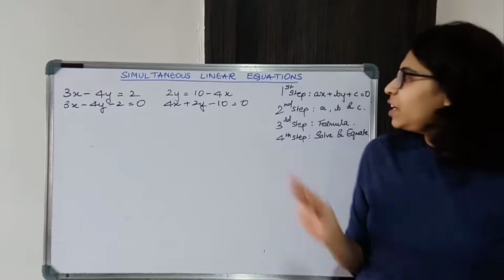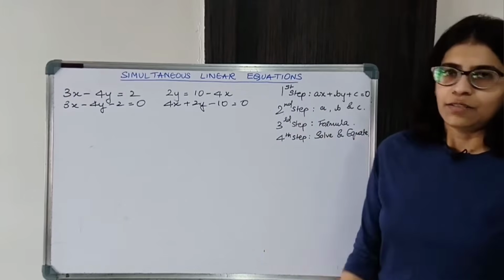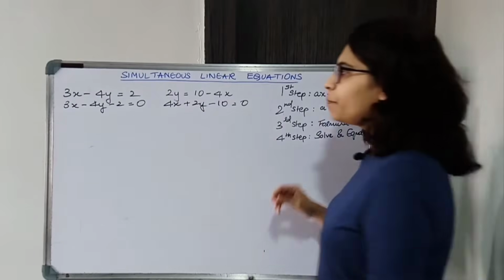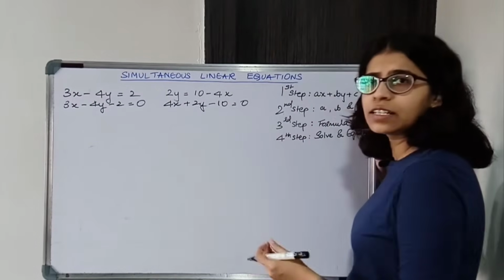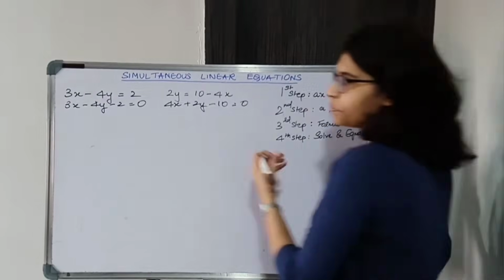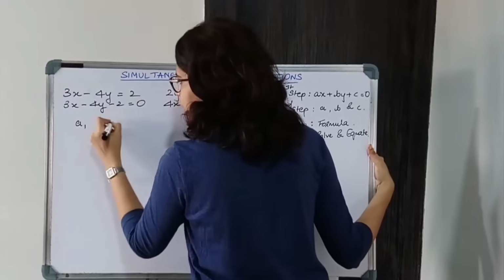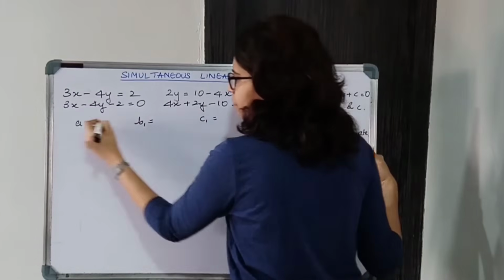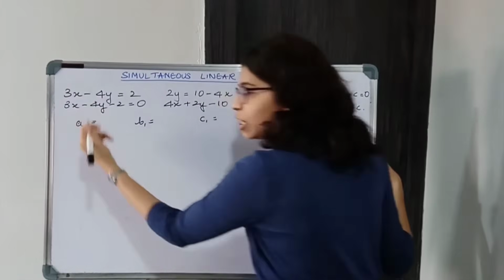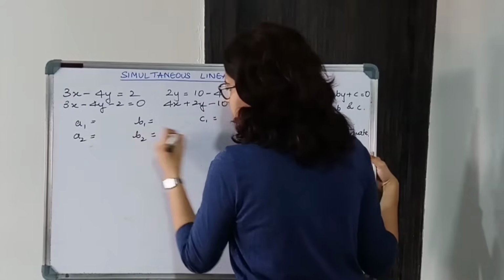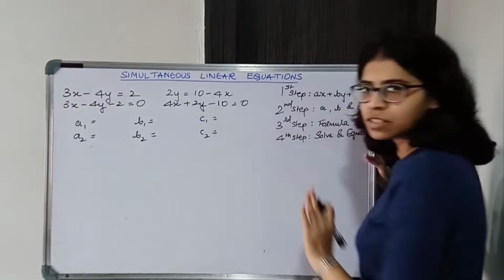Second step, we'll write down the values of a, b and c for both the equations. Okay, so for first equation we'll consider a1 b1 c1. For second equation a2 b2 c2. So a1 b1 c1 and below that a2 b2 c2. Make sure you write it in this form.